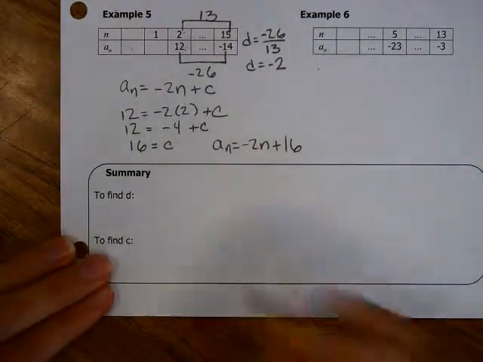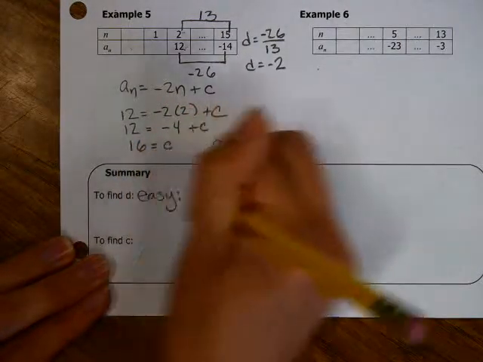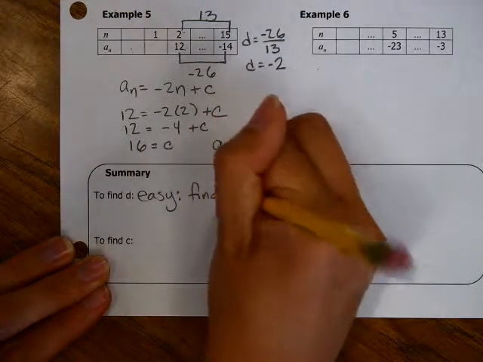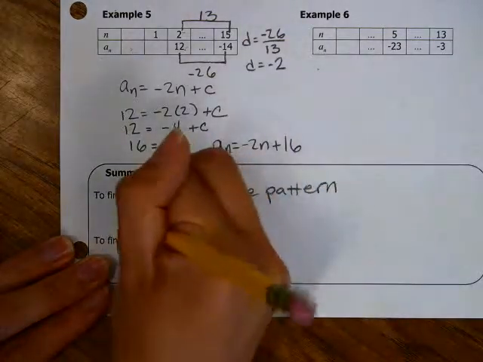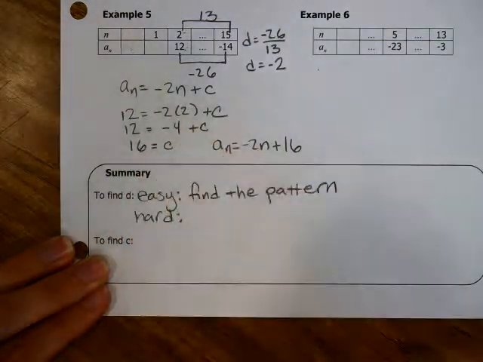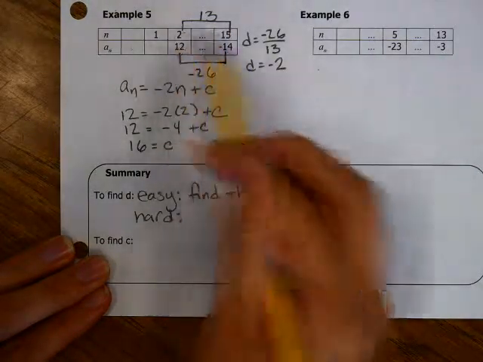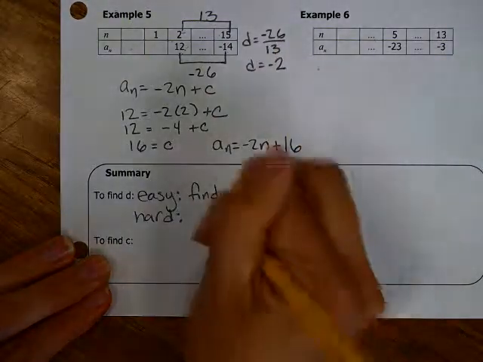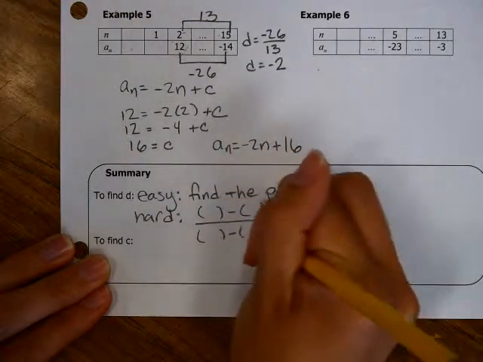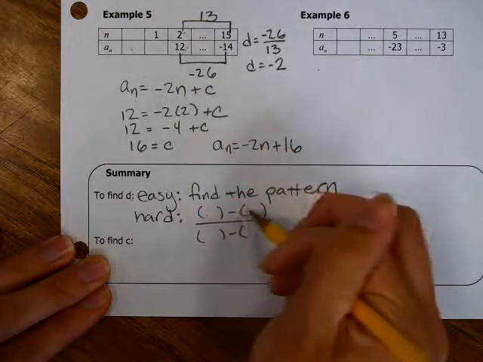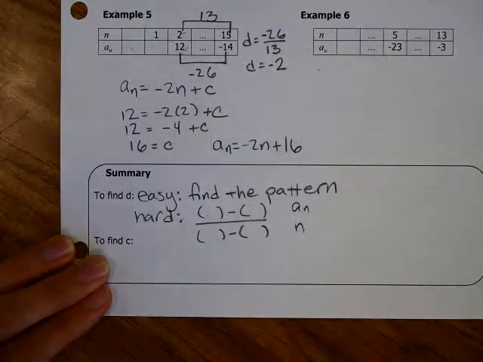And to summarize here, for the easy problems, all you have to do is find the pattern. For the harder ones, do you realize what we are doing here? Finding the difference, and dividing them. That reminds me a lot of our slope formula. Now if you want to write the slope formula here, you can. But just remember the pattern. Subtract the a sub n's, subtract the n's, and you got it.